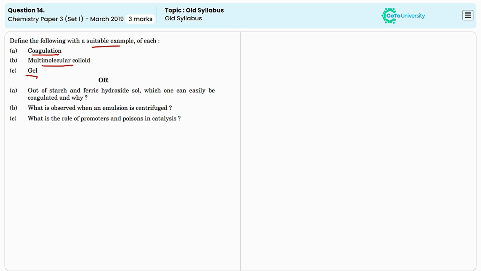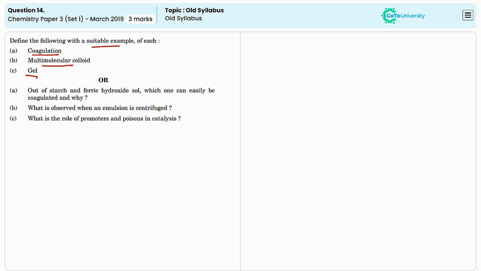Gel is a type of colloidal system where a liquid is dispersed in a solid. It results in a semi-solid or jelly-like substance. The solid network traps the liquid within its structure, giving the material a rigid yet flexible texture. Gelatin forms a gel when mixed with water and cooled. In this system, water is dispersed in a network of gelatin protein molecules.